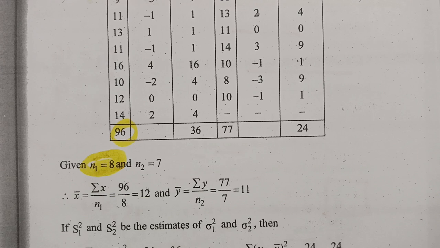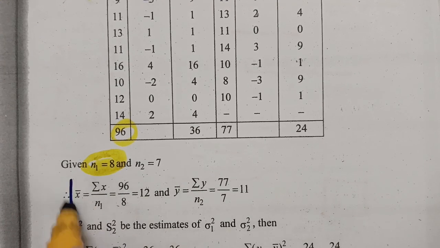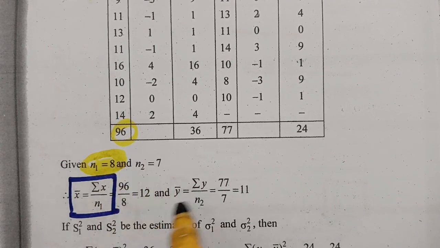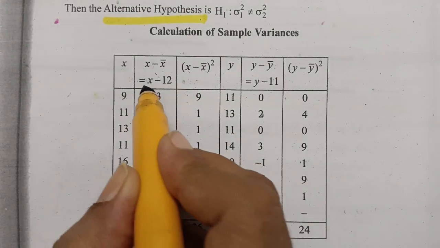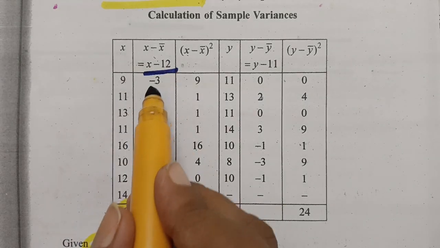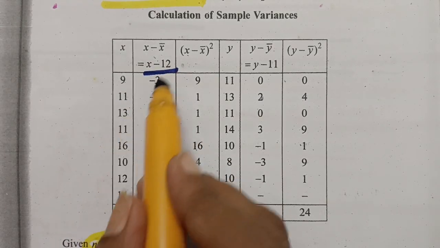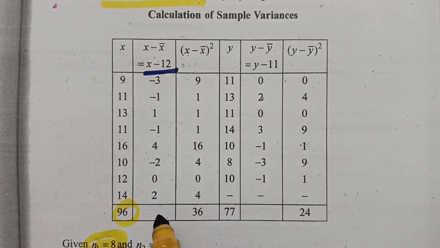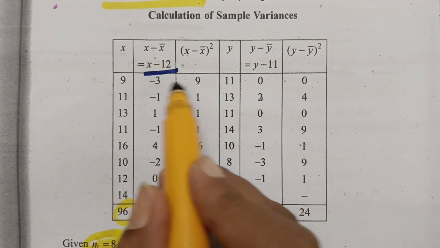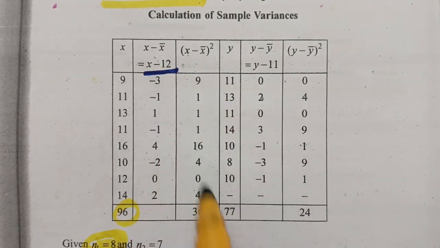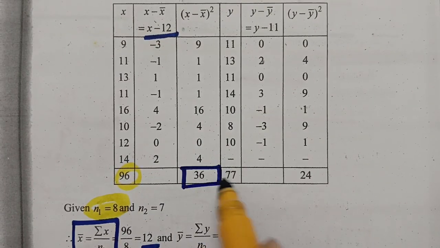And see here, x bar is equal to sigma x by N1. What is sigma x? 96 by 8. The value here is 12. So from each and every value we have to subtract 12. That is 9 minus 12 is minus 3, 11 minus 12 is minus 1, 13 minus 12 is 1. So we fill this second column, and we make squares out of this. Minus 3 square is 9, minus 1 square is 1. And we make an addition, that is 36.